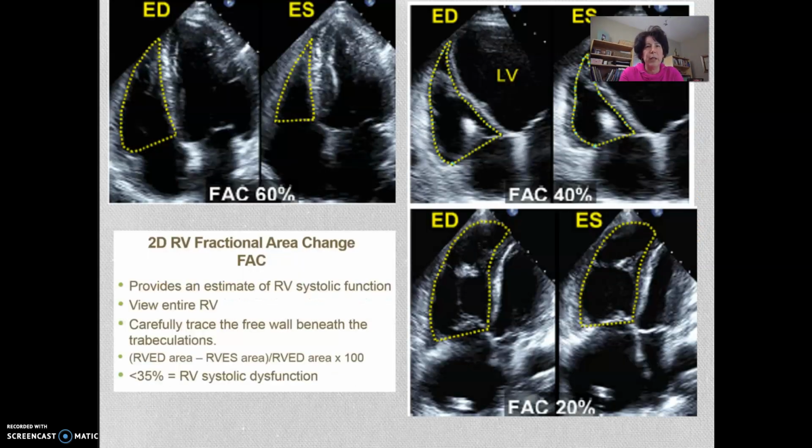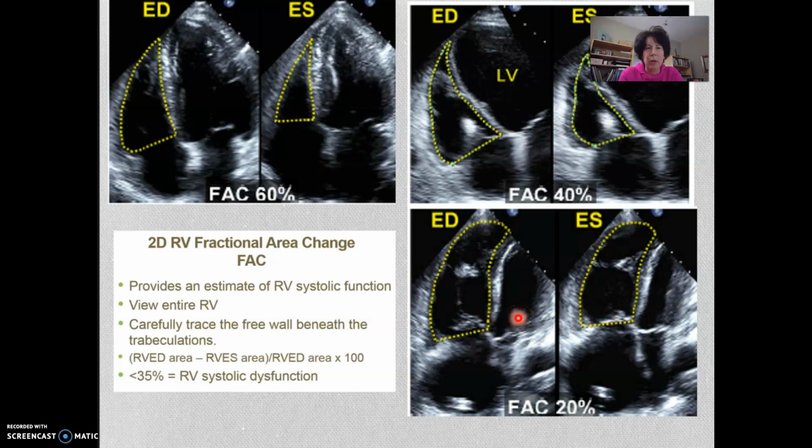Now, a fractional area change basically means that, just like you do the ejection fraction on a ventricle, you look at volume, or in this case surface area, during diastole and systole, and calculate your fractional area change, which is kind of similar to calculating a stroke volume. Stroke volume is just a volume versus an area. As you can see, this would be normal, this would be mildly reduced, and this would be severely reduced.